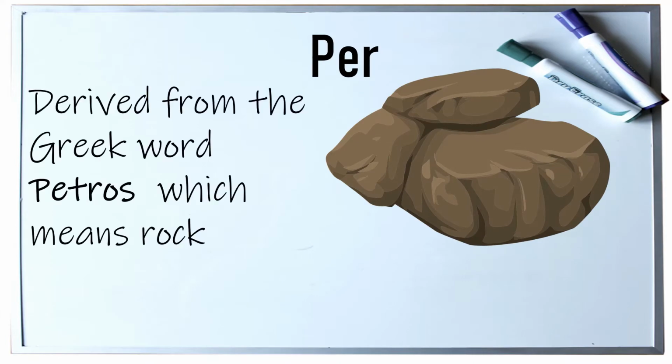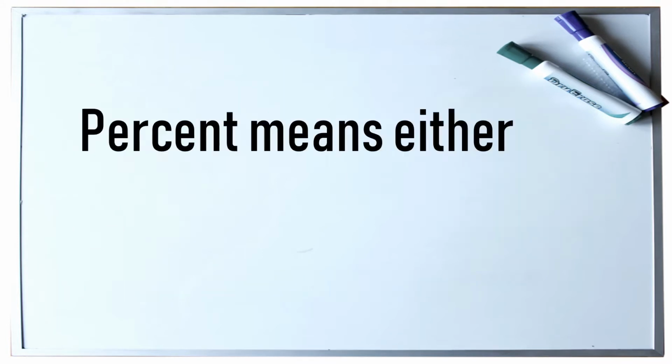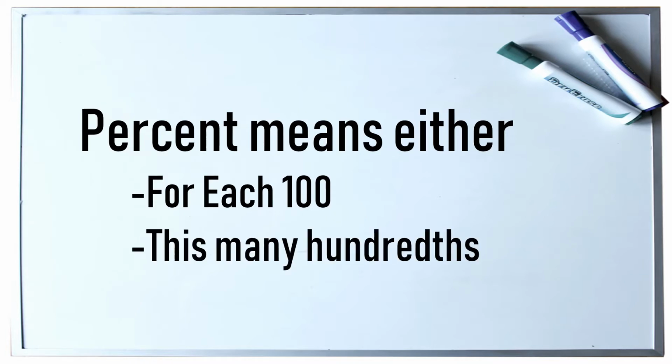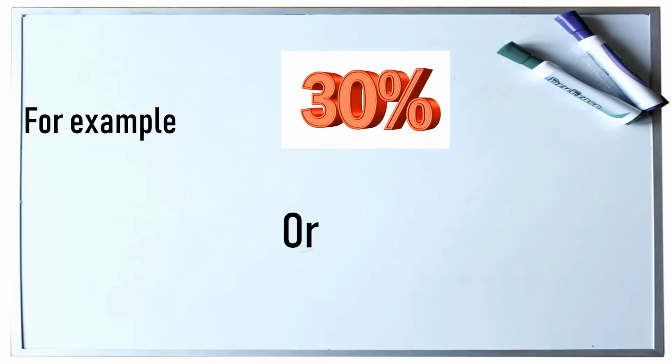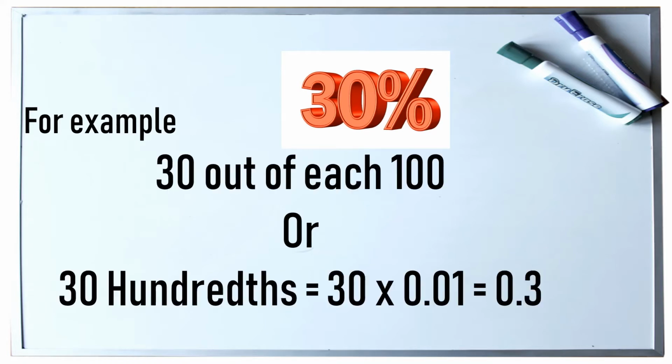Per is derived from the Greek word petros, which means rock, but over time has come to mean for each. Percent means either for each 100 or this many hundredths, but it's the first definition that I'm going to use in this video. For example, 30%. There are two ways of thinking about it. Either it's 30 out of each 100 or 30 hundredths. In other words, 30 times 0.01 is equal to 0.3.